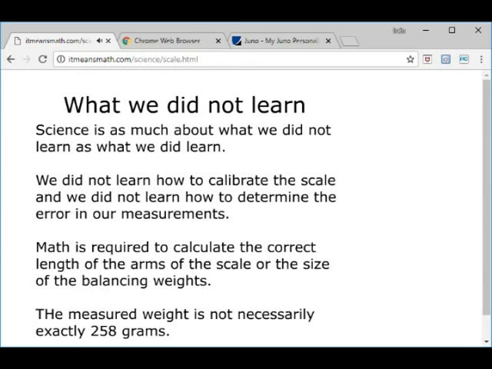Science is as much about what we did not learn as what we did learn. We did not learn how to calibrate the scale, and we did not learn how to determine the error in our measurements. Math is required to calculate the correct length of the arms of the scale and the size of the balancing weights. The measured weight is not necessarily exactly 258 grams.